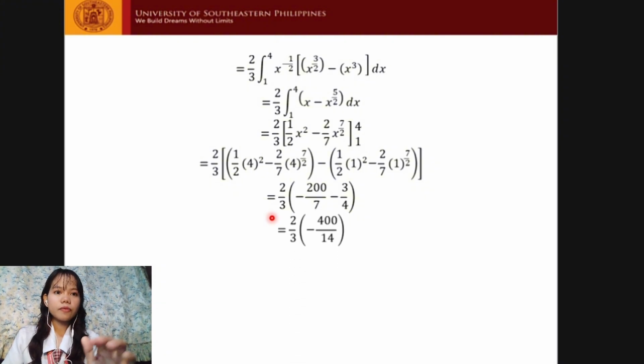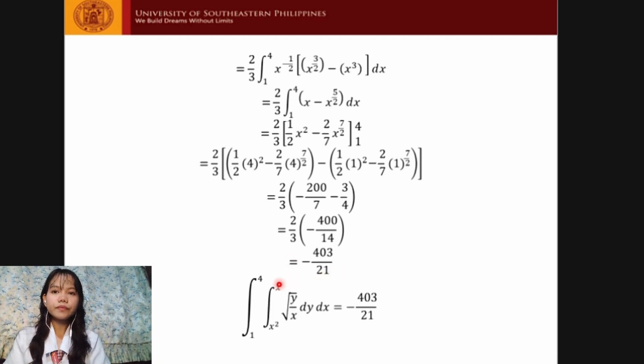So let's try to simplify more. So 200 over 7 minus 3/4 equals negative 400 over 14 multiplied to 2/3. So what we have right now is negative 403 over 21. So therefore, the double integral of the function of the square root of y all over x, where y ranges from x squared to x and x ranges from 1 to 4, equals negative 403 over 21.